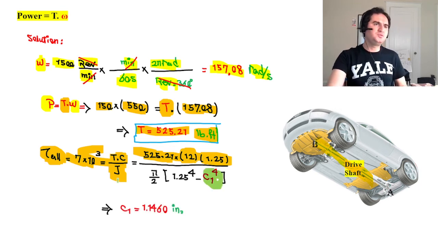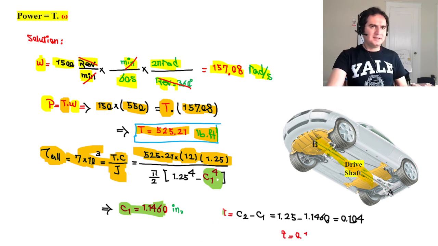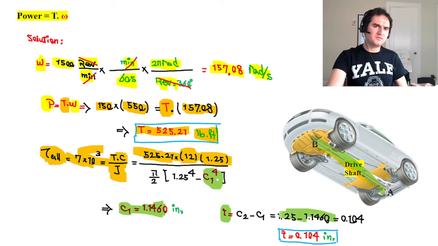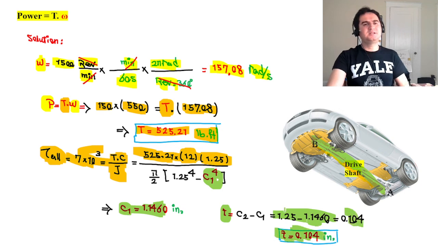radius. If you do the math, it gives you c1 is equal to almost 1.14 inches. And the thickness of the driving shaft is the subtraction of outer and inner radius, and that gives you a thickness of 0.104 inches.